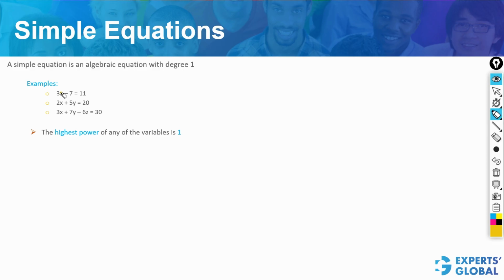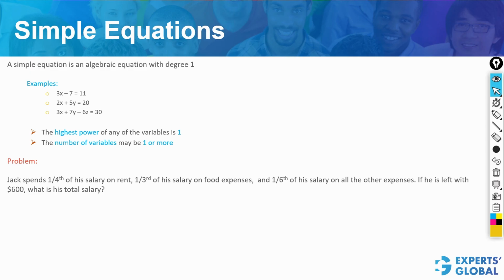As you can notice, in all these equations, the highest power of each of these variables is 1, while the number of variables may be 1 or more. For example, the first equation has only one variable, the second equation has two variables, whereas the third equation has three variables. Let's take a problem.